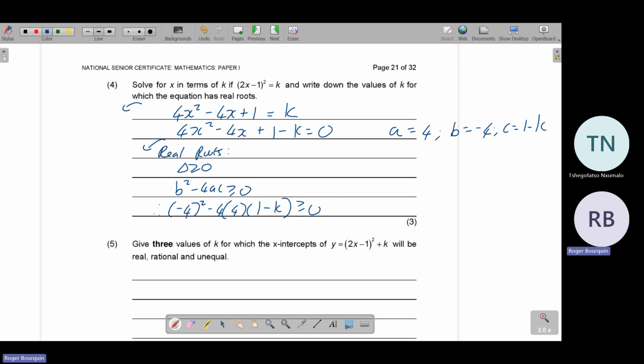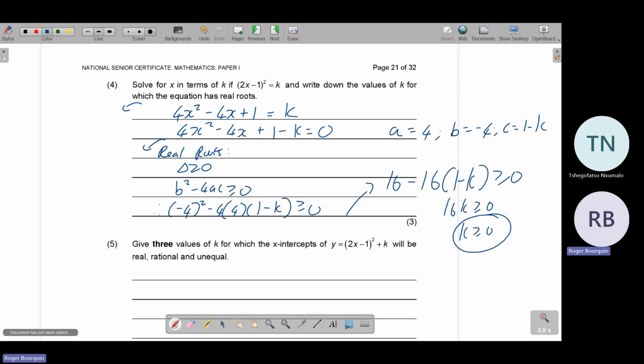It's actually a dumb question. I'll tell you why now. Well, it can't be negative. Exactly. So that's actually a dumb question. So we get 16 minus 16, do you agree? Minus 16, because you get 16 minus 16 times (1 minus k). So you get 16 minus 16, which disappears, right? So you get 16k is bigger than or equal to 0, so k is bigger than or equal to 0. Okay? Why is it such a dumb question?